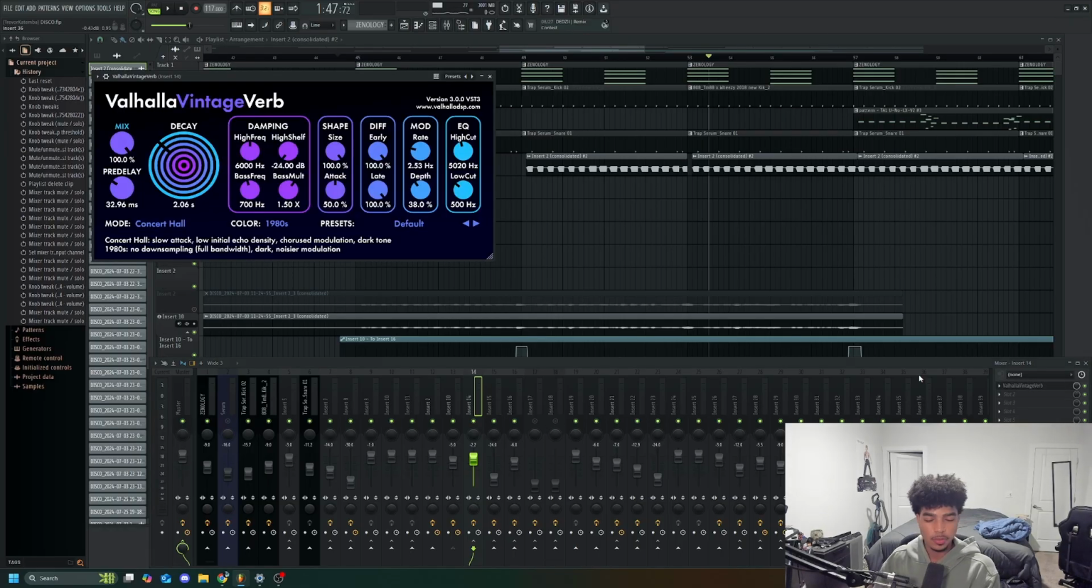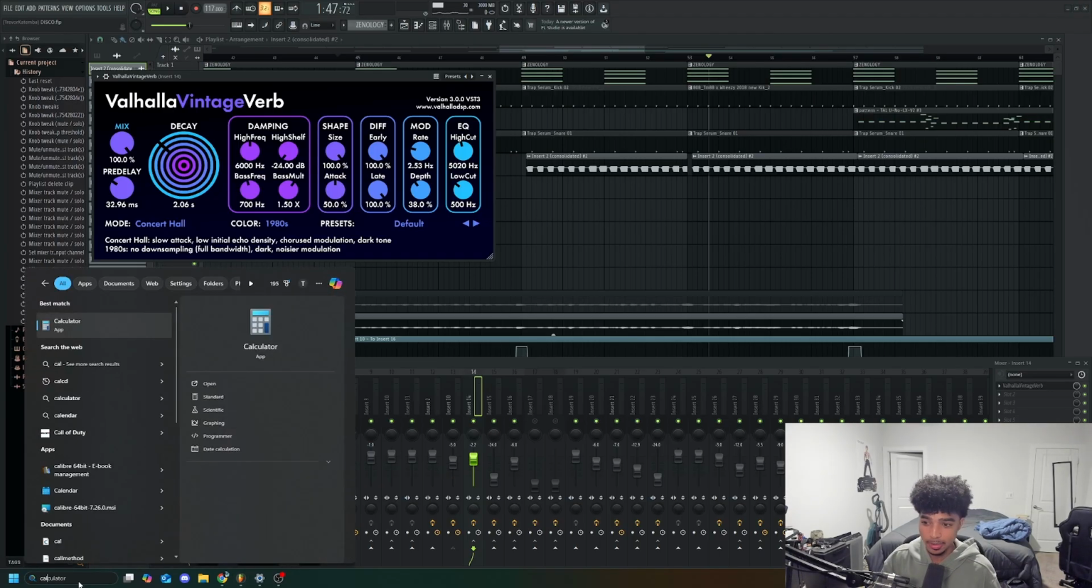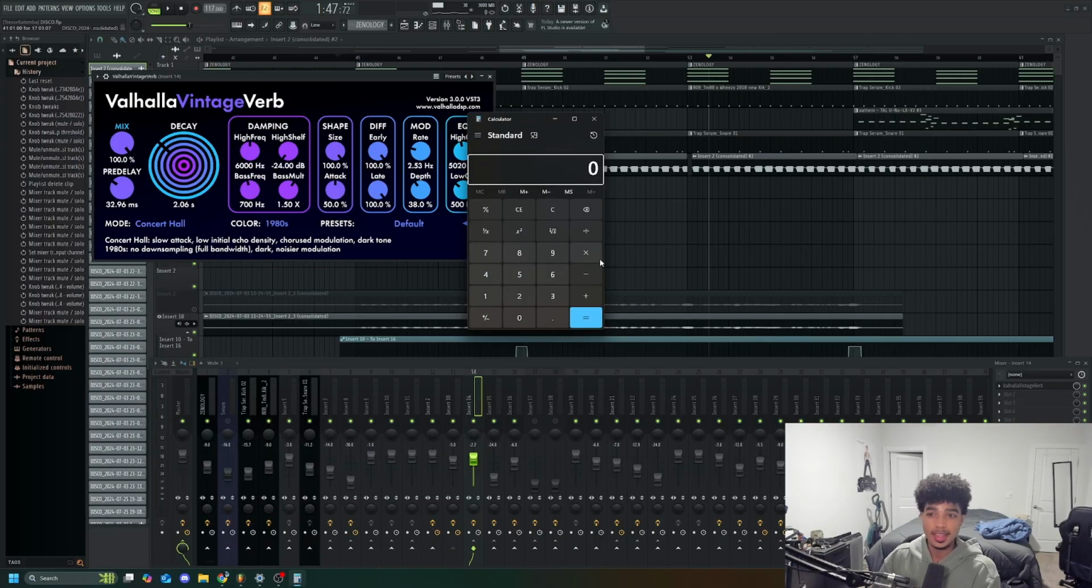And so this is what the actual plugin looks like. We're focusing on these time parameters right here, the decay and the pre-delay. As a sound engineer, it's my job to make sure that these two parameters are dialed in, right? The most common practice is to just get a calculator out. And you see this right here, this 117, that's our beats per minute on this particular song.